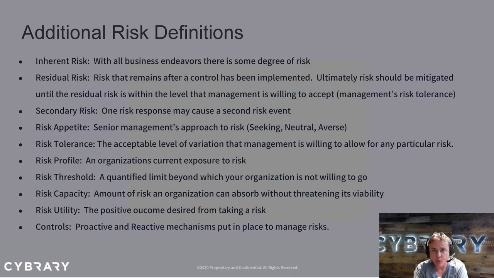All right, I also have a risk threshold. There are certain values that I may not exceed, a cutoff point. All right, I'm willing to risk up to $10,000, but no more. That's my risk threshold. And then we have risk capacity. How much risk can we take on as an organization before we become unviable, before we risk our viability? And then controls are what we put in place in order to minimize and manage risks, reducing them to a degree that's acceptable.